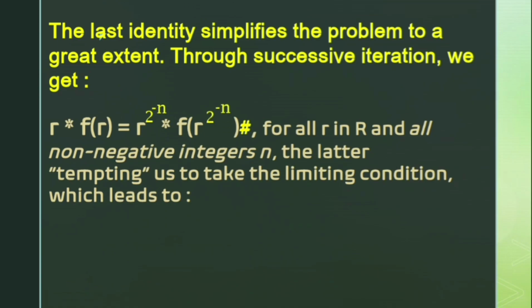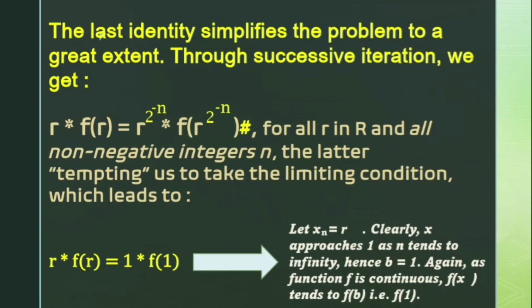So that gives us r times f(r) equals r to the power 2 to the power minus n, that is r^(1/2^n), times f(r^(2^(-n))) for all r in R plus and all non-negative integers n. The latter means the second condition, that this is true for all non-negative integers n, tempting us to take the limiting condition. Yes, because it's true for all non-negative integers n. So easily we can take the limit on both sides, and that leads to r times f(r) equals 1 times f(1).